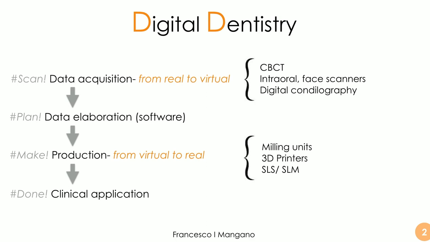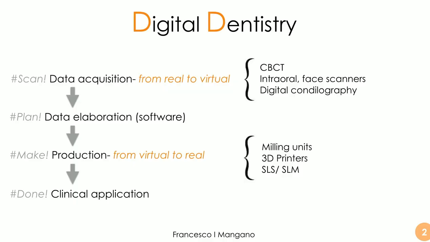Then we can go from virtual to real, to the production, so the making, the shaping phase: shaping for milling units, making for 3D printer or SLS, SLM technologies for the metals. And then we can finally clinically apply what we have produced along this path. So the clinical application, the delivery of the restoration, the use of the surgical guide, the delivery of the orthodontic retainer, aligner, whatever it is.